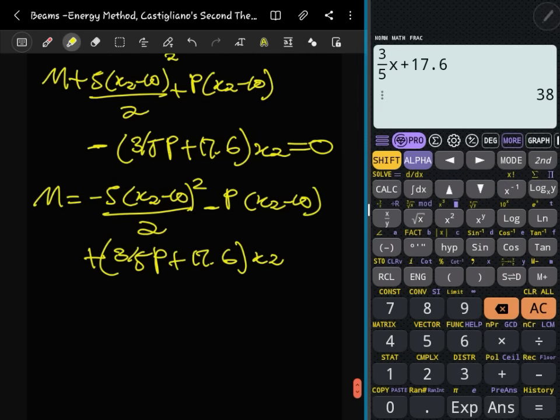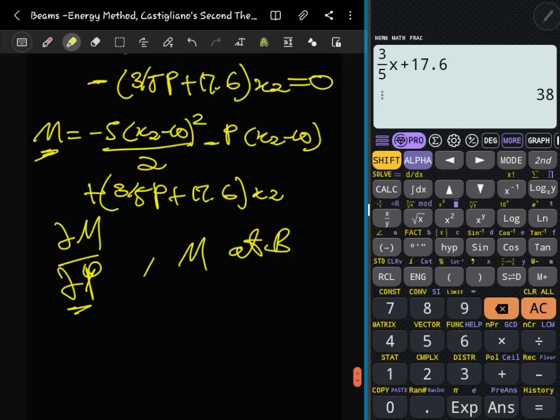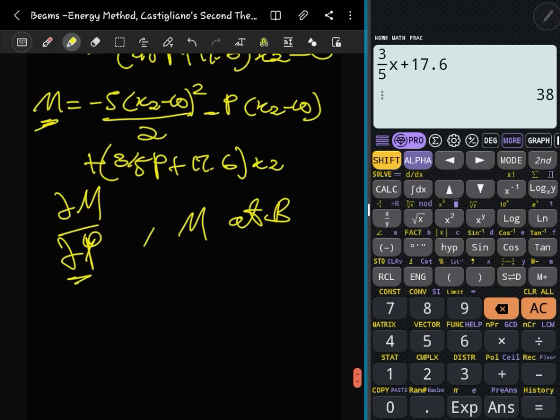Then again, whenever you find the moment, you go ahead and find this, right? And then you find this at b, right? This is what we're going to do. And then finding this one, let's find this one first. So you are doing a partial derivative with respect to p. So we end up getting p to be, there's no p here, so everything here is 0.